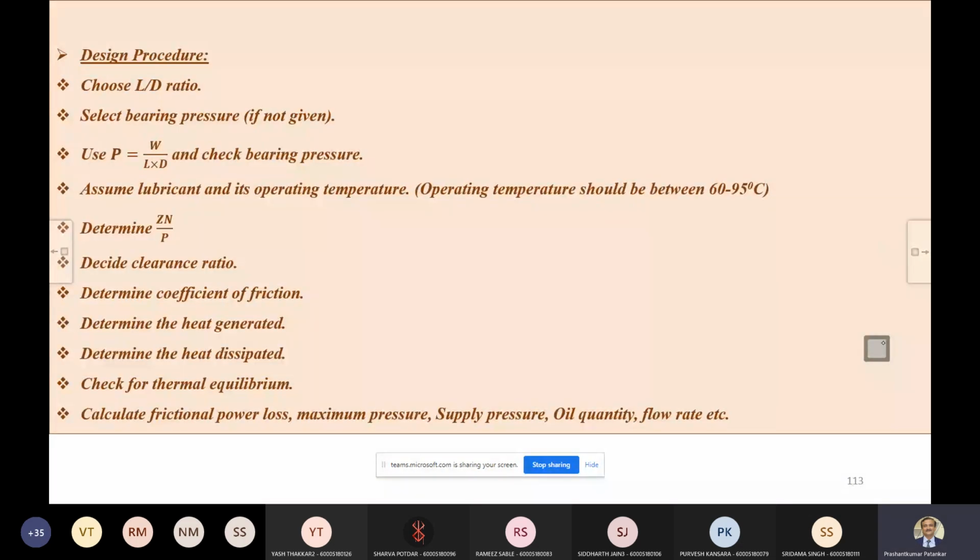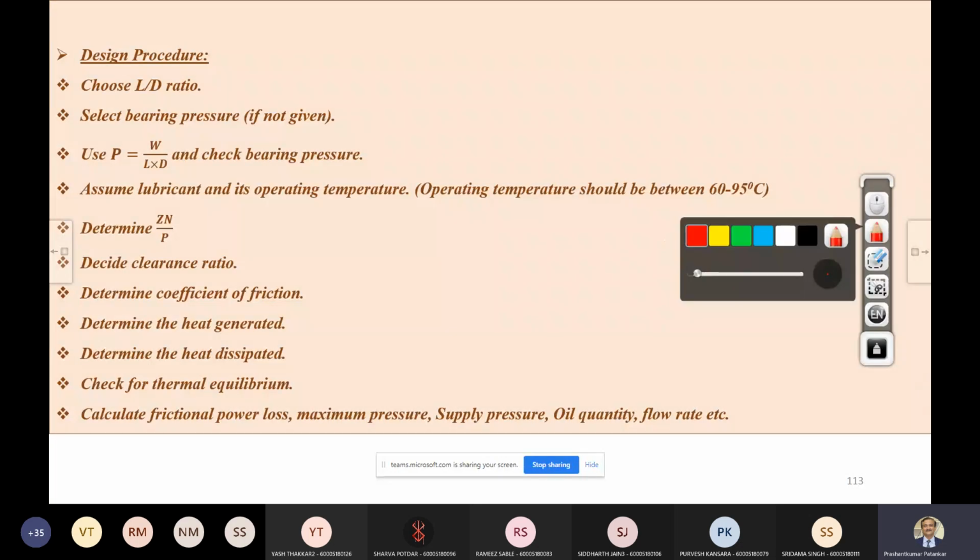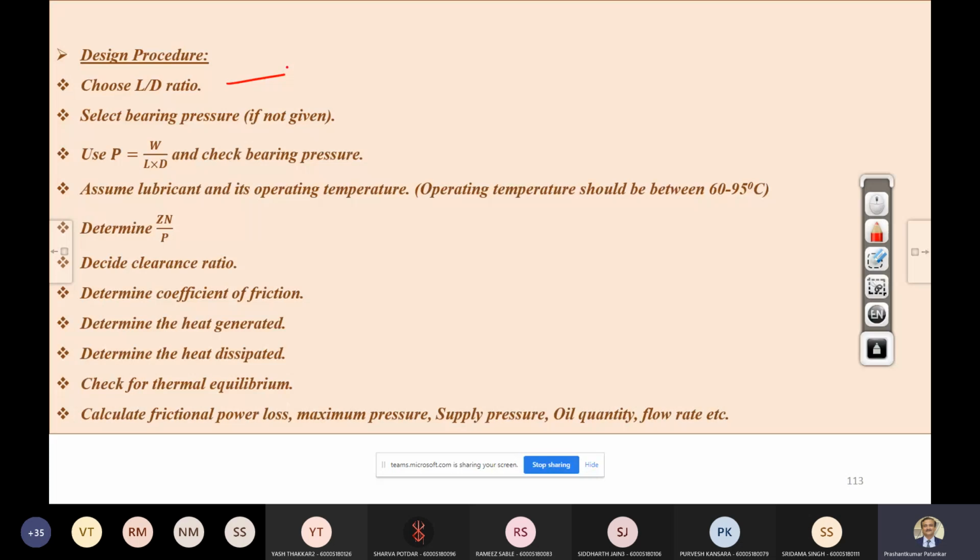See, the first step: if the L by D ratio is not given in the problem, they will give you the amount of load to be supported and the speed of rotation. Based on that information, the very first thing I am going to decide is the L by D ratio. I already talked about that. And if the L by D ratio is not suggested in the problem, in that case I am going to assume L by D as 1.